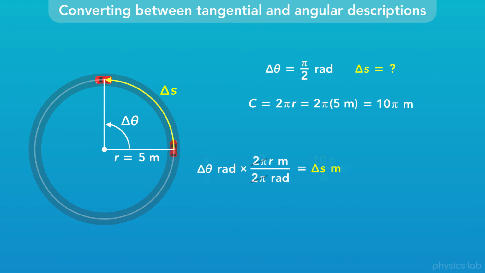Now let's replace the values with variables. Using this general formula, we can plug in an angle in radians, a radius in meters, and we'll get an arc length in meters. If we remove the units, we get this simple equation. And in fact, this is the equation for arc length, although we usually write it like this.